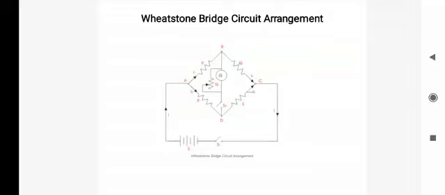So, the current through the galvanometer is 0. Thus, the deflection in the galvanometer will also be 0 when the switch S2 is closed. So, this was the working of a Wheatstone bridge. Now, we'll look into a derivation of Wheatstone bridge.